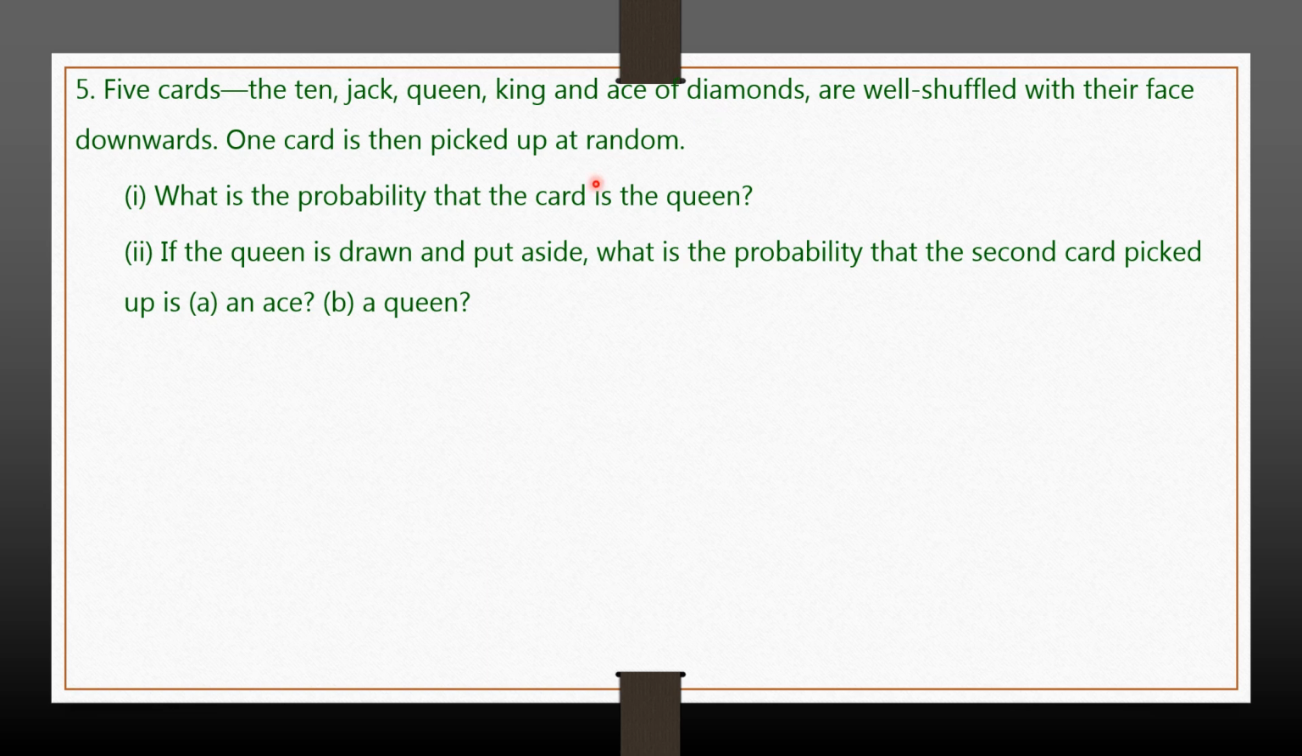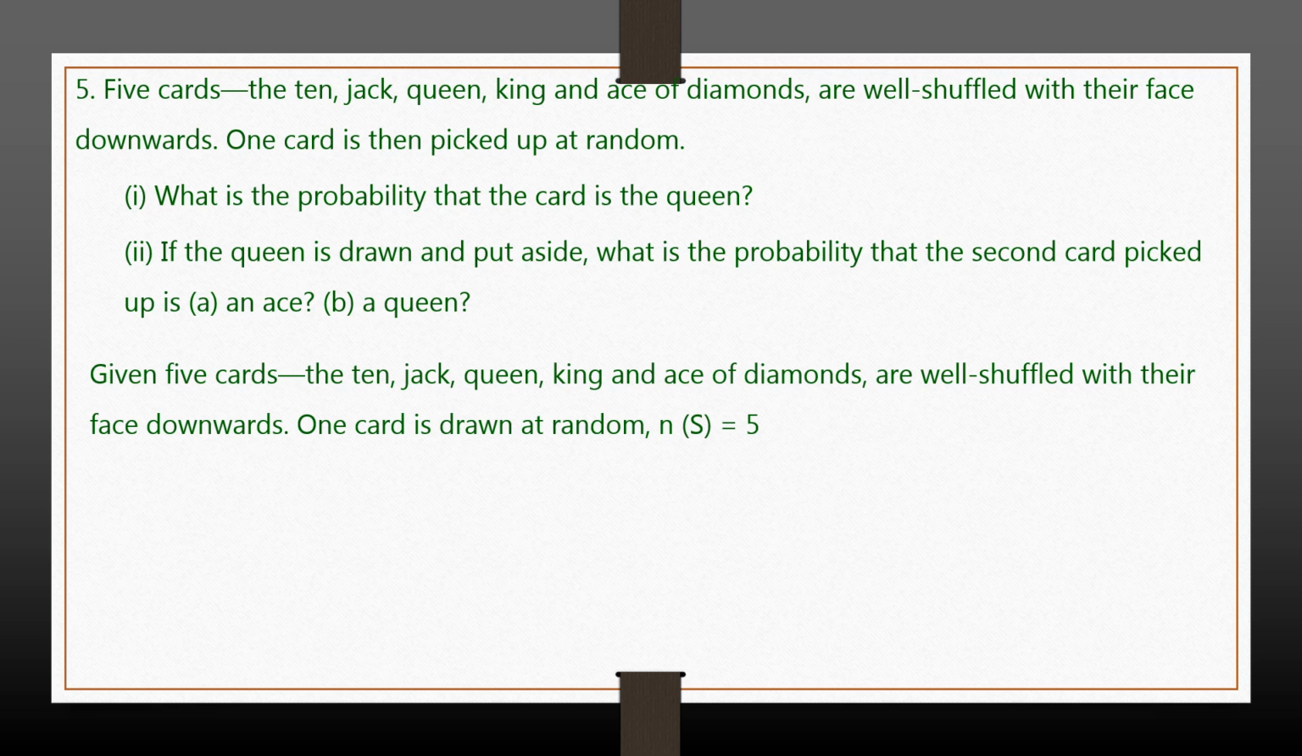We have to find what is the probability that the card is the Queen. And the next question is, if the Queen is drawn and put aside, what is the probability that the second card picked up is an Ace and or a Queen? We have 3 questions in this problem. Let's solve. It's an important problem.